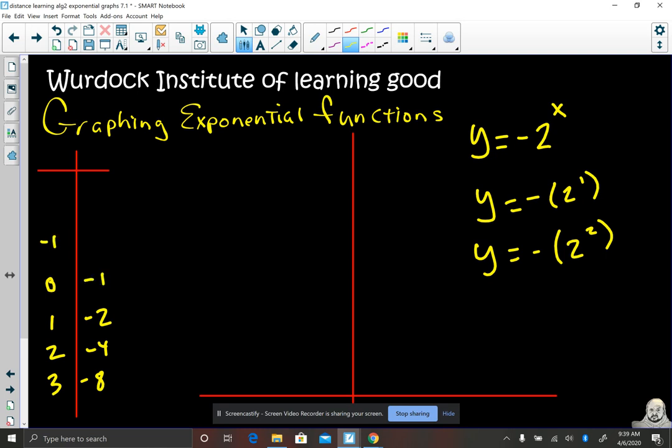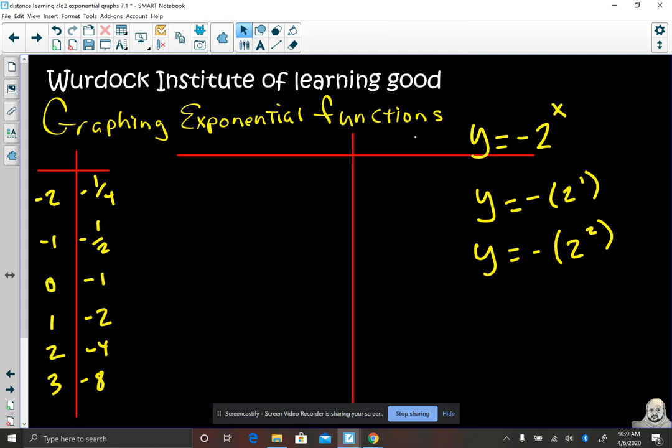When I put a negative exponent up there, I have the opposite of the reciprocal of 2. It's negative 1/2 and negative 1/4. And now you're thinking, good luck graphing it on that. I'll just slide that up.